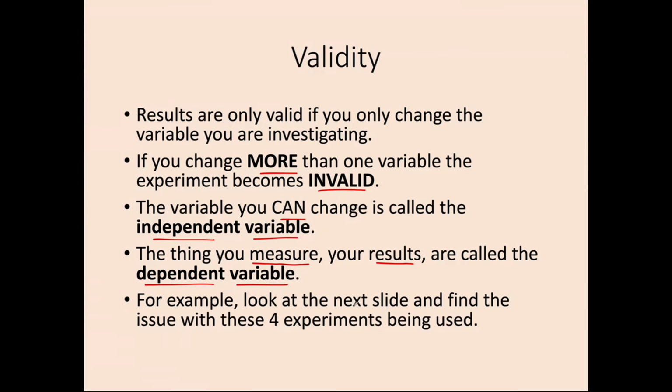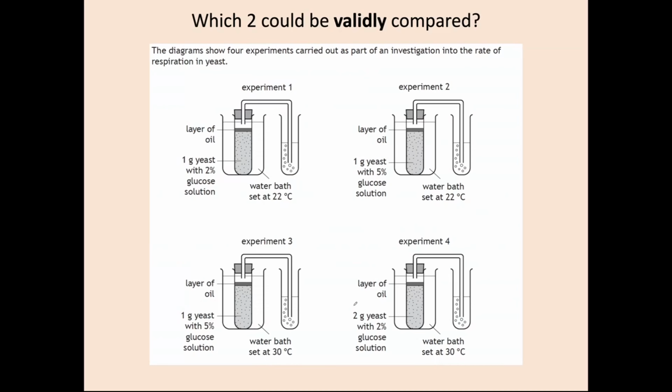Now, an example of this, if we look at the next slide, we need to try and find an issue with the 4 experiments being used. Okay, so this diagram shows 4 experiments carried out as part of an investigation into the rate of respiration in yeast. Okay, respiration in yeast. Now, which of these 2 could we validly compare? Okay, we're only allowed to change one thing when we're doing a comparison. Okay, there's only one thing that can change. Now, this is looking at the rate of respiration in yeast. So what one thing could we change that would show a difference here?